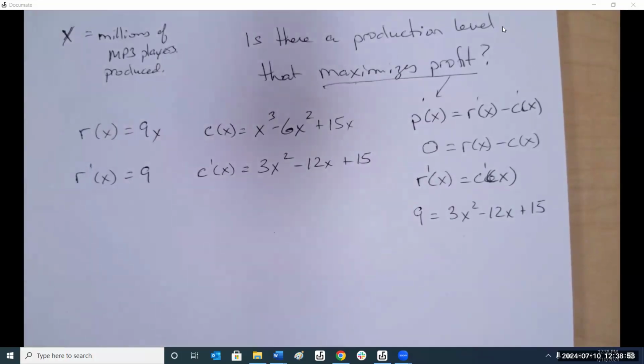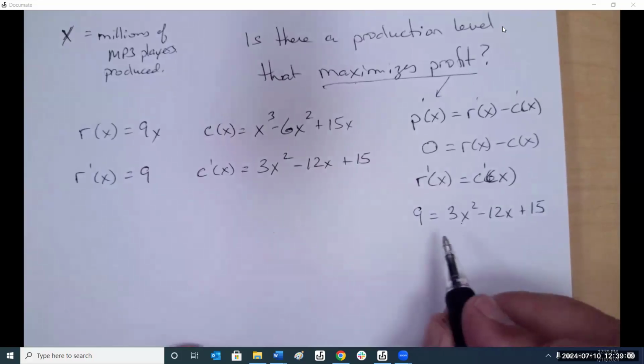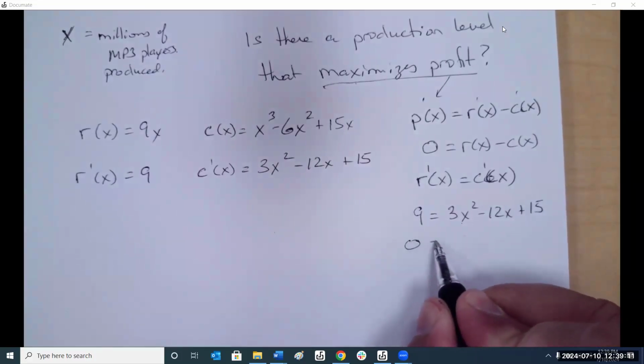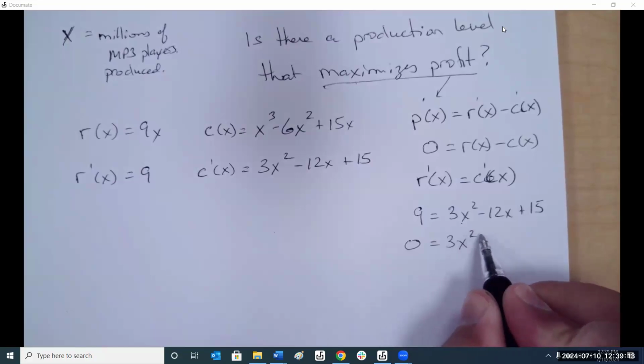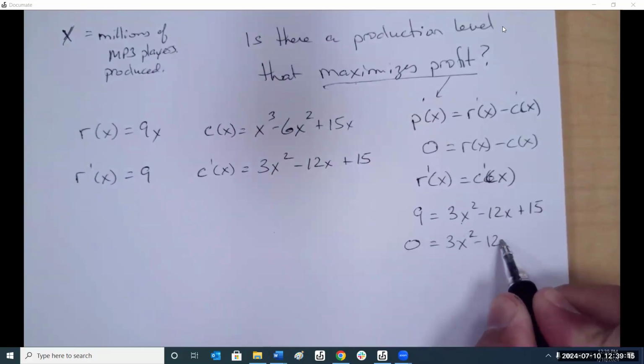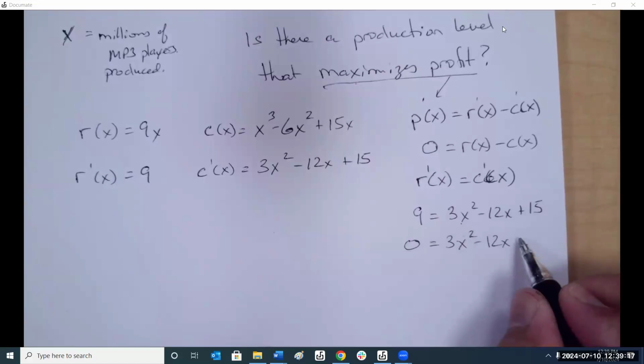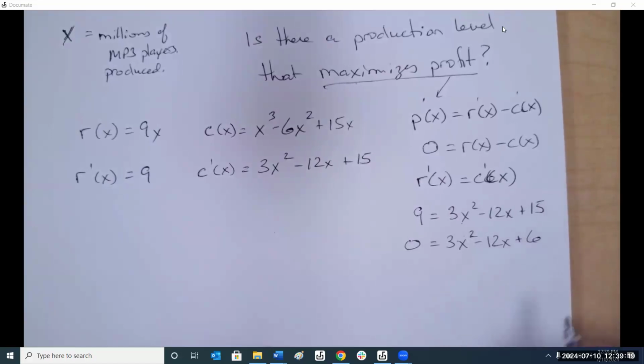And yeah, I think you said it's called the break-even point. What we're looking for here is at what value x will our revenues and our costs be the same. Anything after that will be profit. So we make this equal to 0. 3x squared minus 12x. So subtract 9 from both sides, we get a 6.